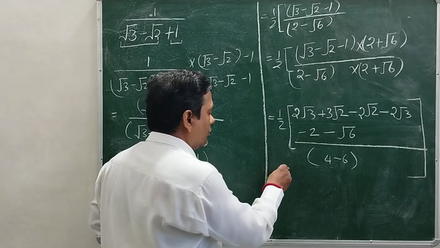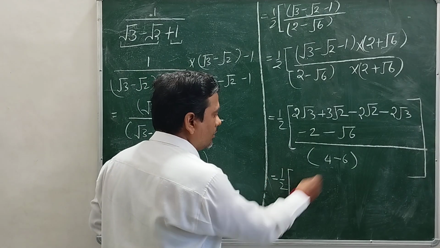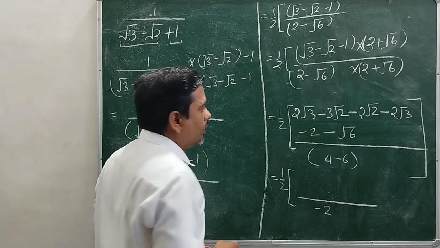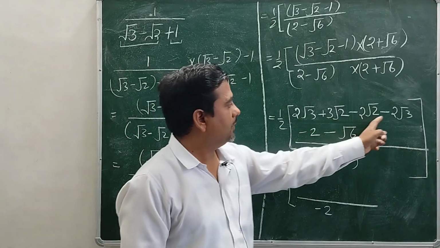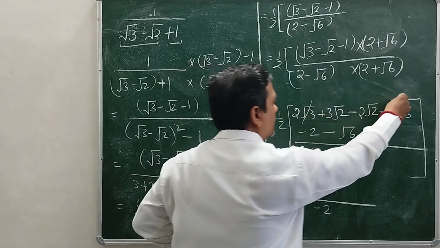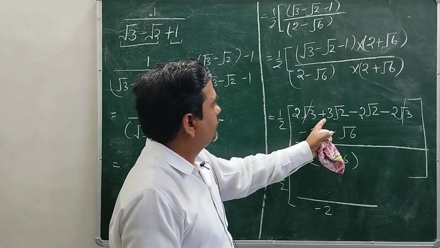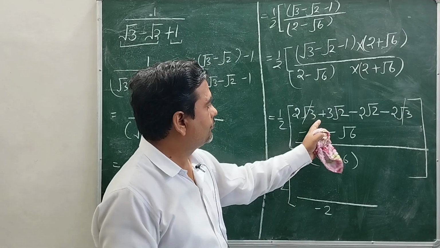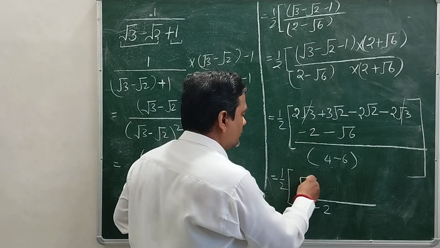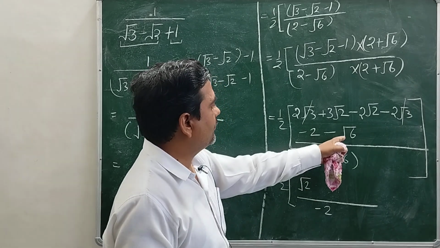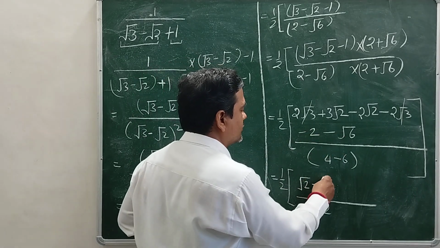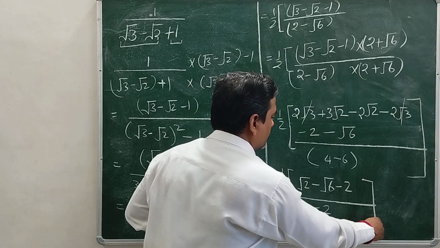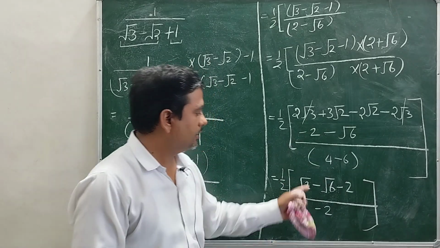Okay. So now 1 upon 2 it is out. In the denominator you have minus 2. Now in the numerator let's see, 2 root 3 minus 2 root 3, they are the same, so they will be cancelled out. 3 root 2 minus 2 root 2, so that is what? We can write only root 2, we got 3 and minus 2, so we can write root 2. And we have here minus root 6 and minus 2 also, we write first minus root 6 and then we write minus 2. Okay. This we have in the numerator part.